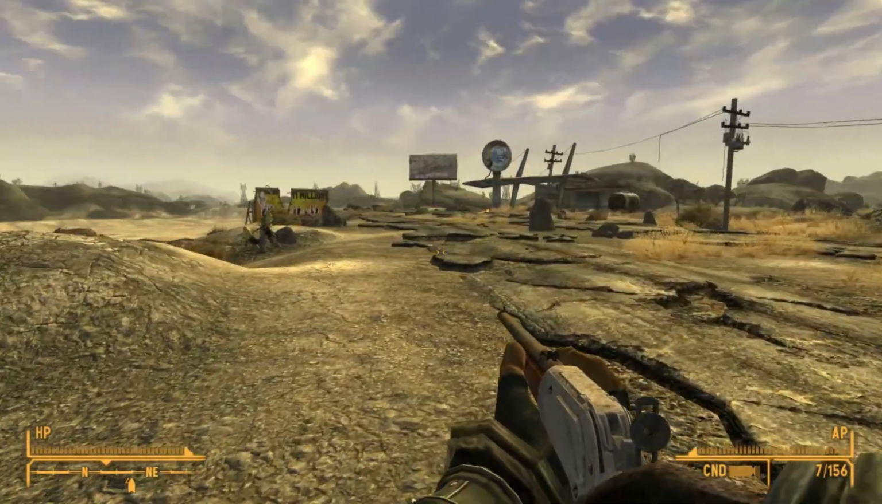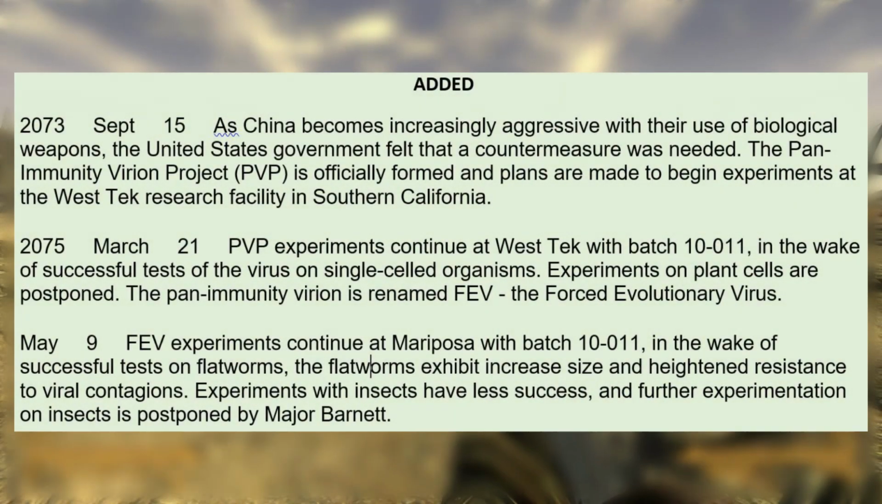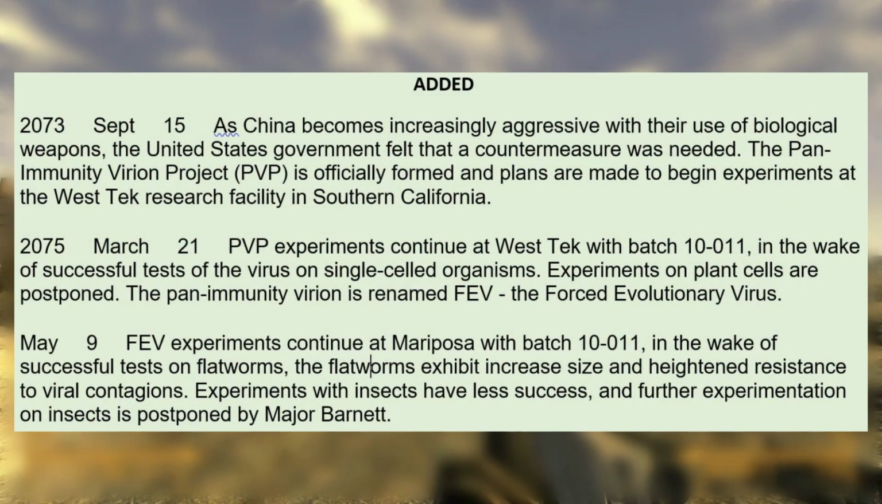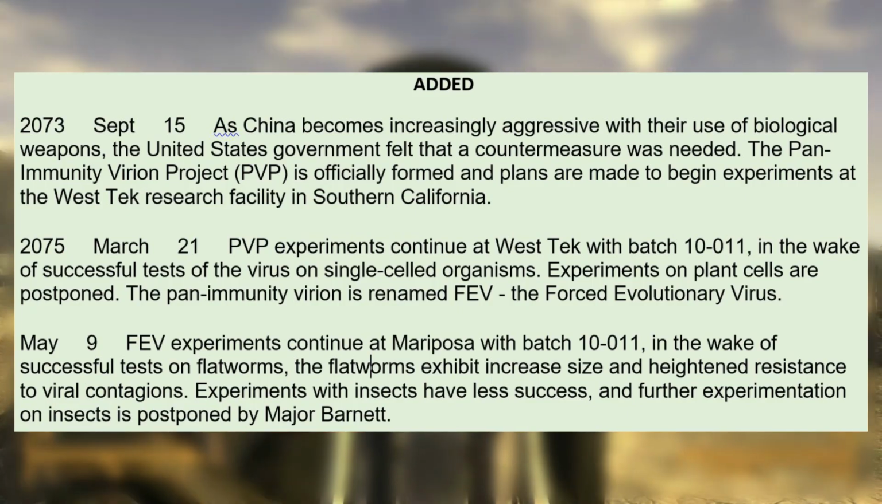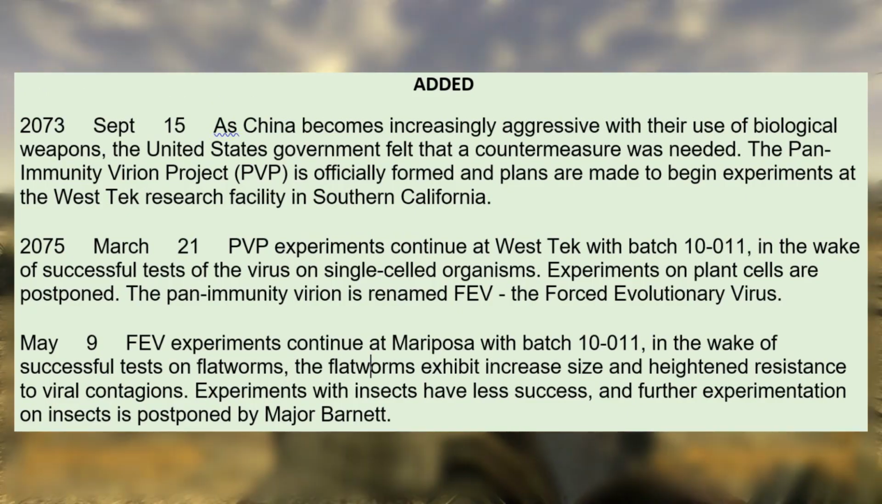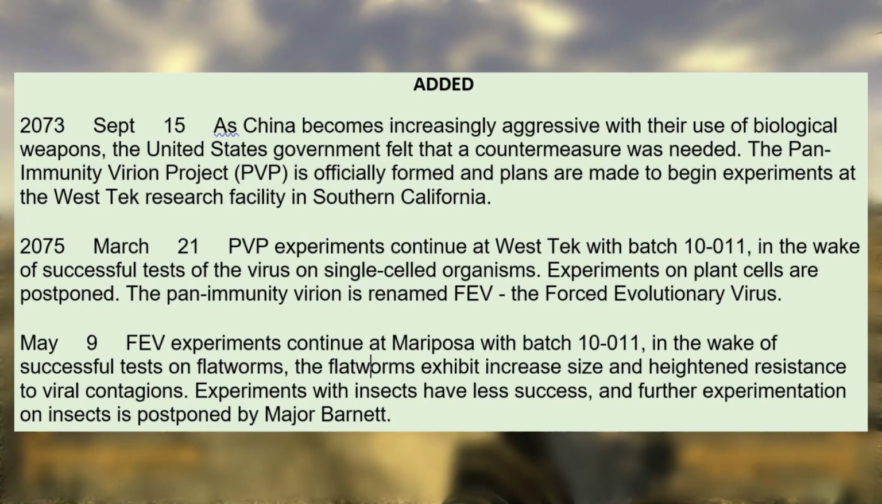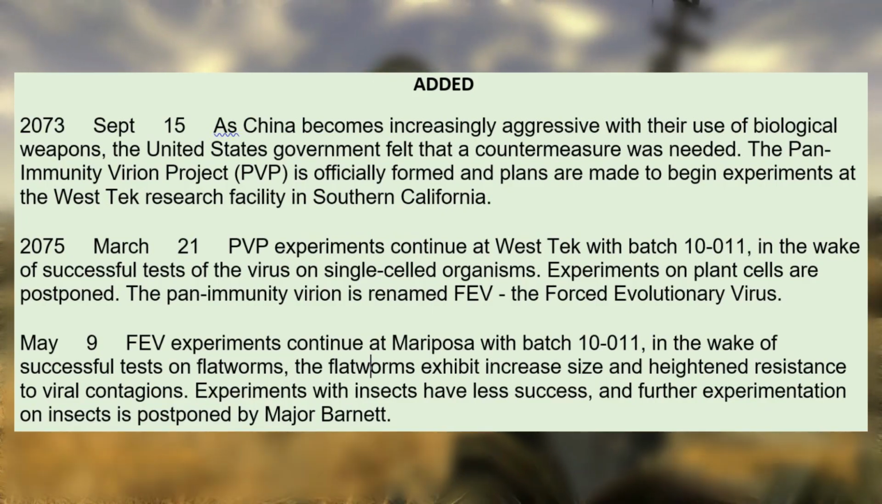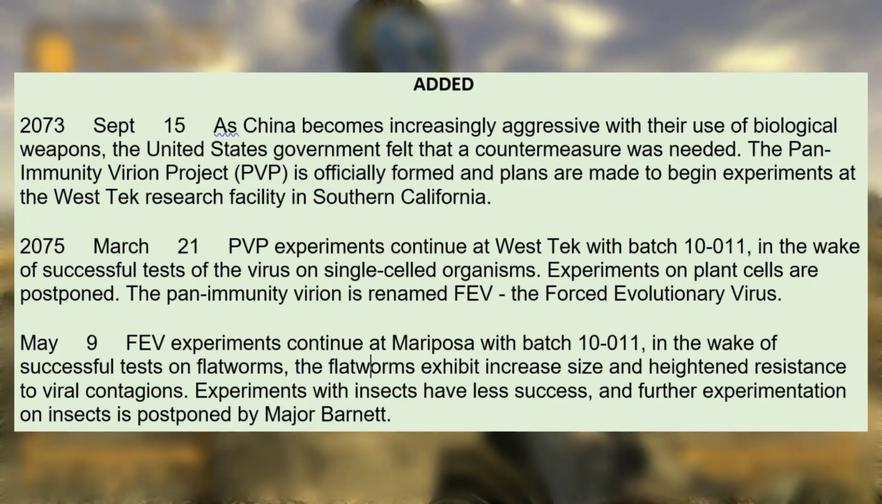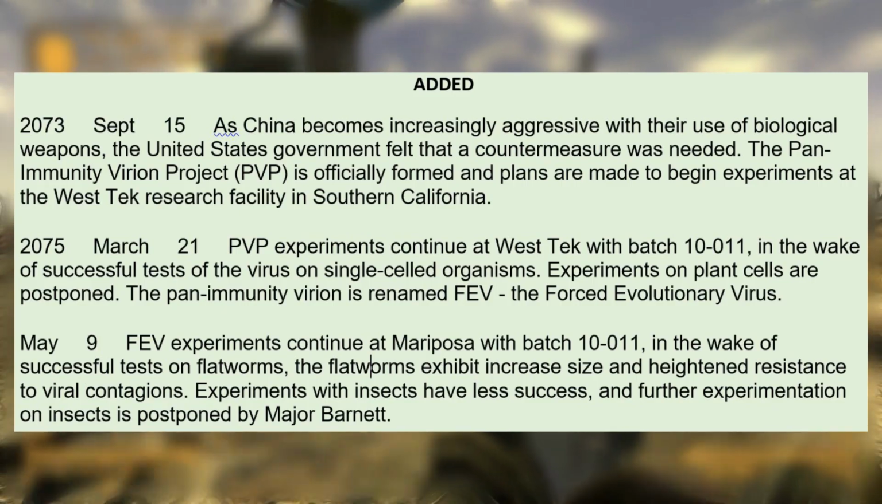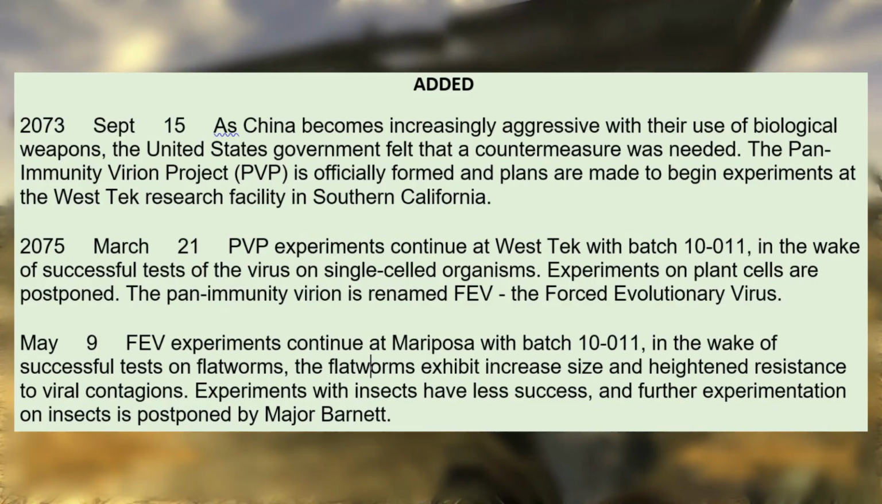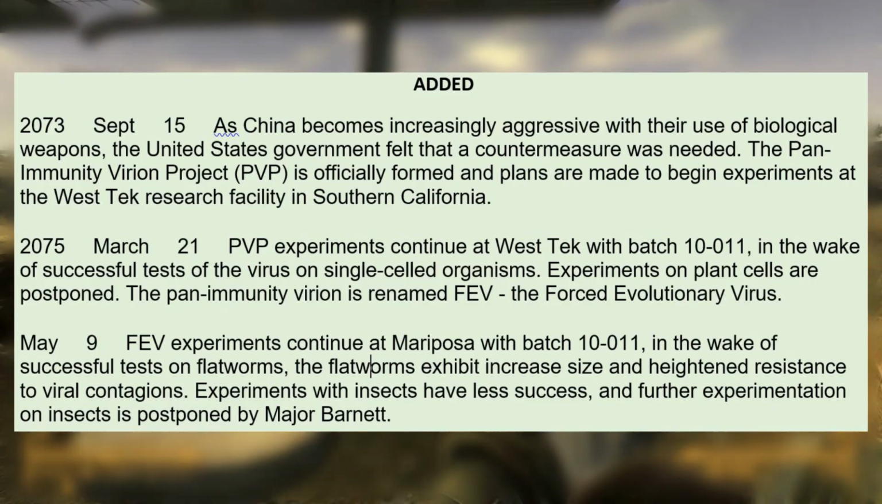These entries were replaced with 2073. As China becomes increasingly aggressive with their use of biological weapons, the United States government felt that a countermeasure was needed. The Pan-Immunity Virion Project, PVP, is officially formed and plans are made to begin experiments at the West Tech Research Facility in Southern California.